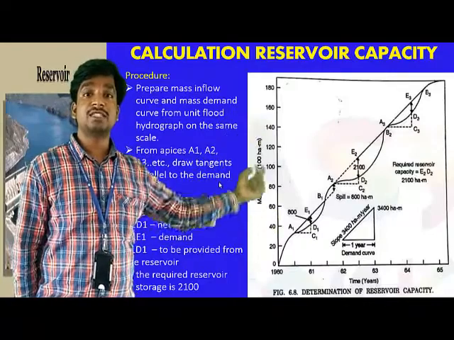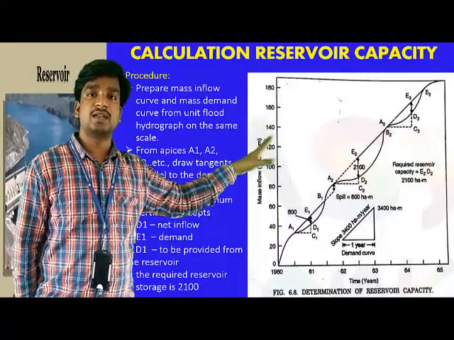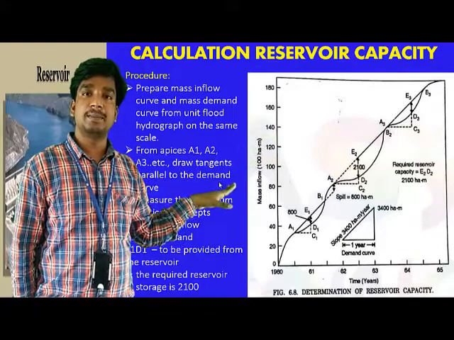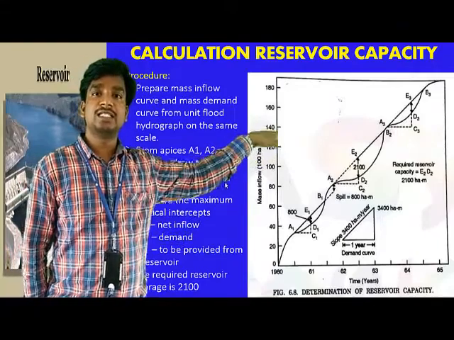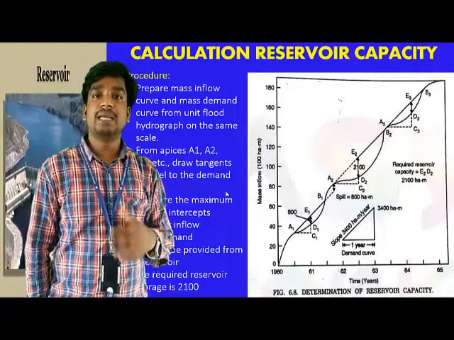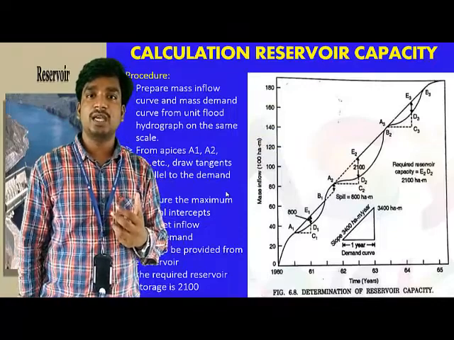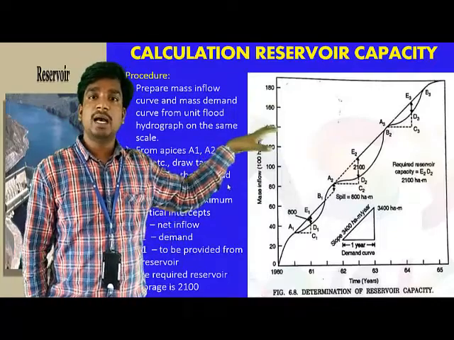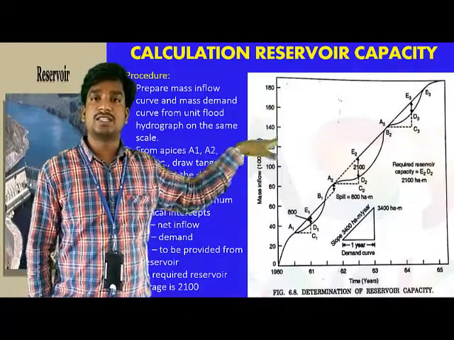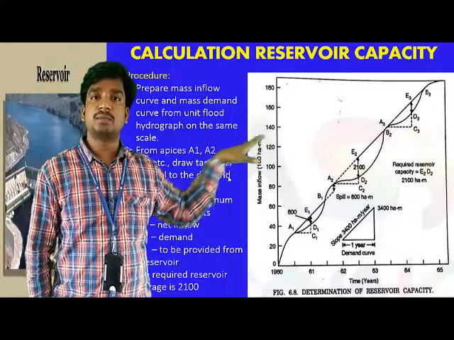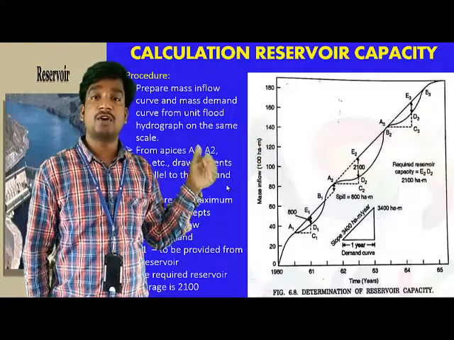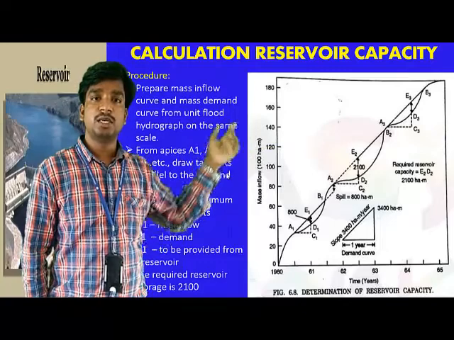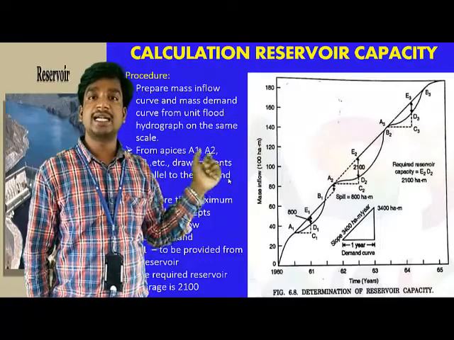The demand curve is a constant demand, which is a straight line. With respect to this constant demand, we need to draw the tangents on each and every curve, meeting the apexes. Let us assume we have drawn the horizontal tangents between the apexes. Now after drawing the tangents, we need to draw the vertical intercepts.